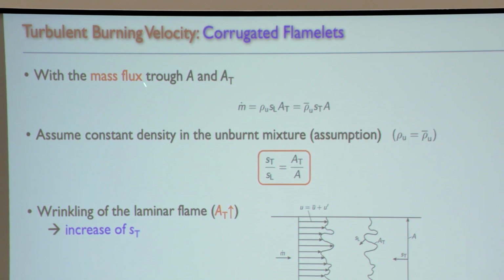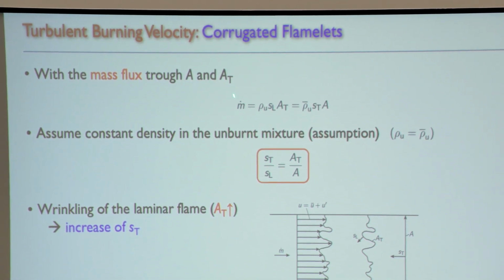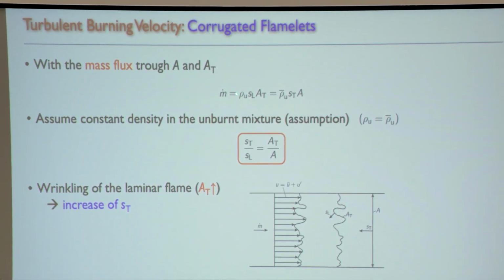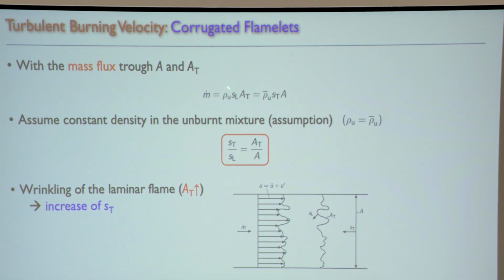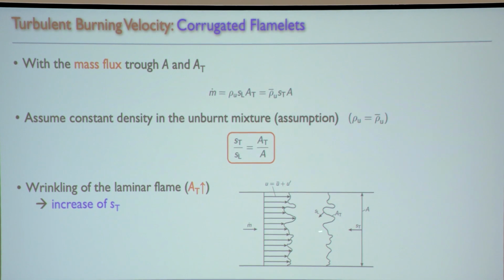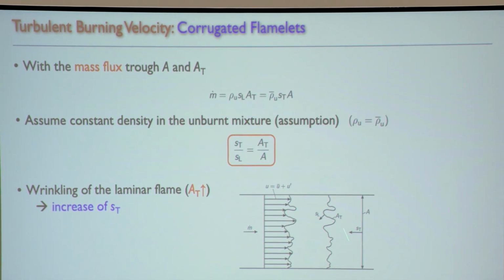That, what I just said, is expressed here in this equation. The mass burning rate is the unburned density, here actually in both cases, and then for the local instantaneous flame, the laminar flame speed times the area, here this area, and then for the average flame, it is, again, the density times the area of the average flame times a turbulent burning velocity. These must be the same. The density goes out, and then S_T divided by S_L is equal to A_T divided by A.